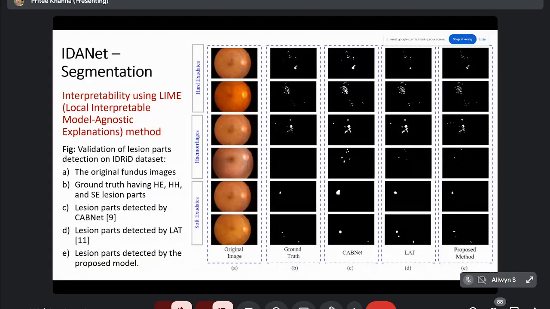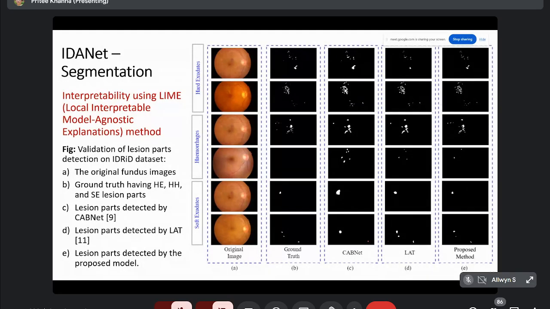Now just see it in the form of a picture. We have used the LIME method so that you can see the performance here. We have taken the microaneurysm case separately because that is the most difficult.